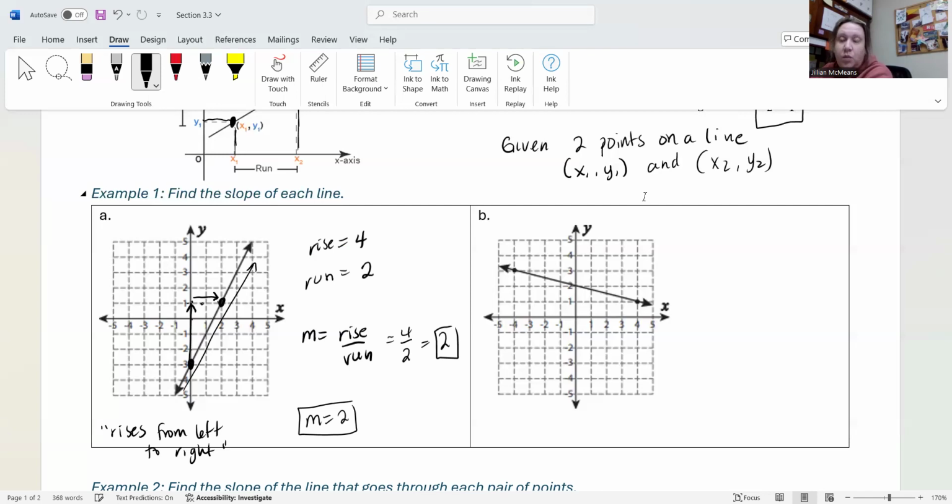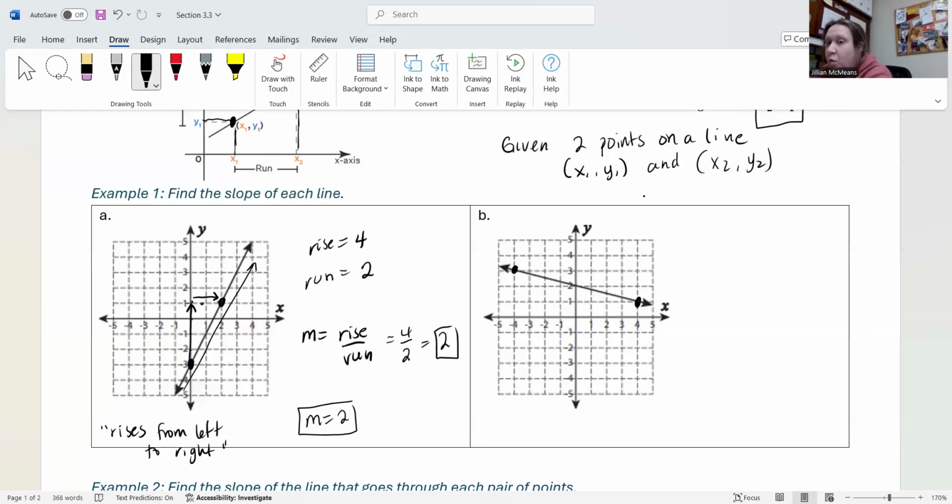All right. And when a line rises, so that means it's going uphill from left to right, that tells you that you're going to have a positive slope. All right, for our second example, we have a point here and a point here. Okay, so I'm going to start at the leftmost point, and I'm going to figure out how I would get to the rightmost point.